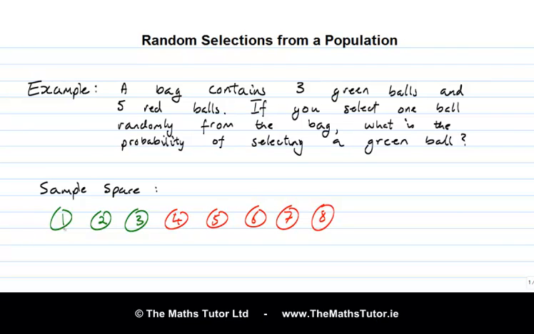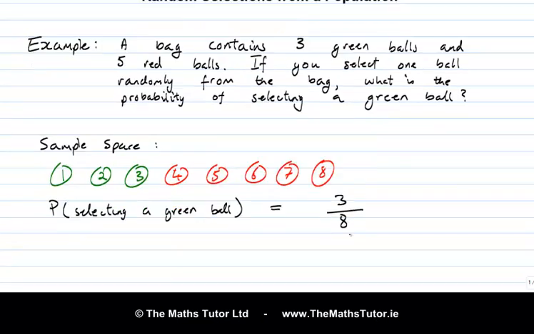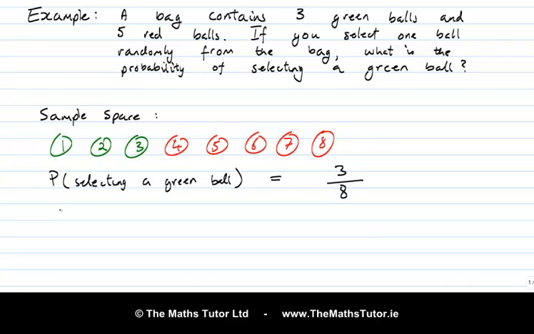Now, what's the probability of selecting a green ball? Well, remember, when the outcomes are equally likely, the probability of an event is the number of outcomes in that event divided by the total number of outcomes. So how many outcomes here correspond to a green ball? Well, 3 of them, divided by the total number of outcomes, and the total number of outcomes here is 8. So the probability of selecting a green ball is 3 over 8. And while we're at it, we could easily write down the probability of selecting a red ball. In that case, how many outcomes correspond to the event of selecting a red ball? Well, 5 of them. And the total number of outcomes is 8.